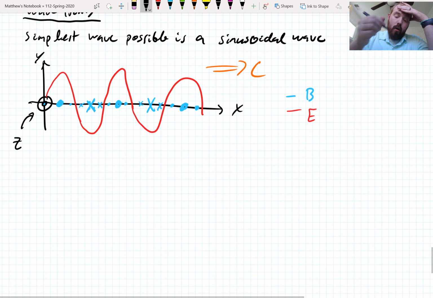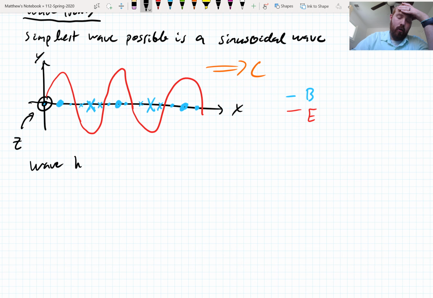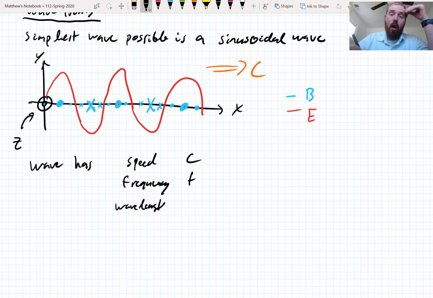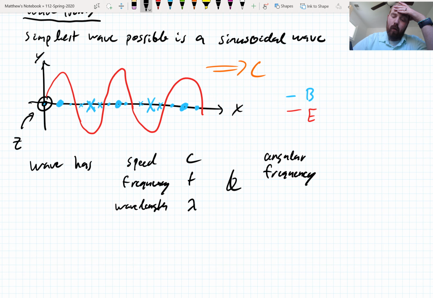So, properties that we associate with this wave: it has a speed, a frequency, a wavelength, and time for some new ones now, things we'll call an angular frequency, which we call omega, and a wave number, K. So we're introducing these new guys, omega and K, the angular frequency and the wave number.